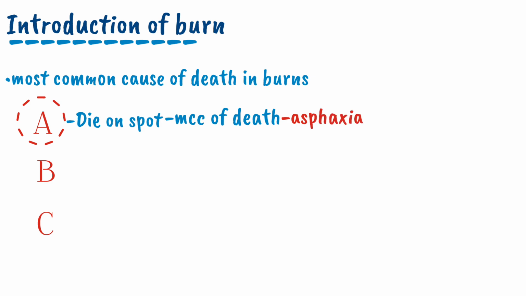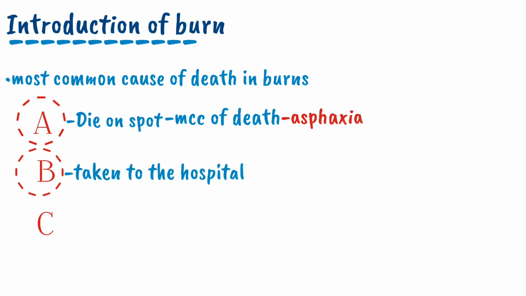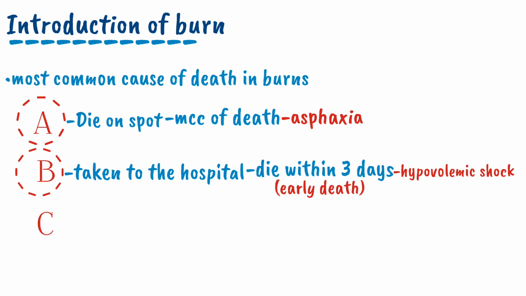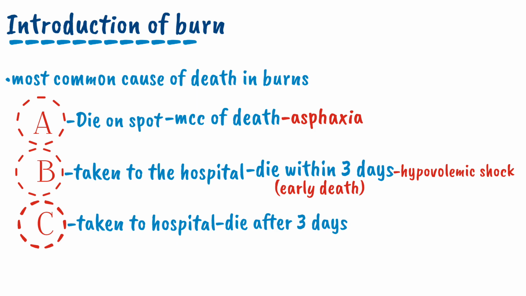Patient B is taken to the hospital and dies within 3 days of hospital admission. This death is called early death, and the most common cause of early death is hypovolemic shock. Patient C is taken to the hospital but dies in hospital after 3 days. It is called late death, and the most common cause of late death is septic shock.